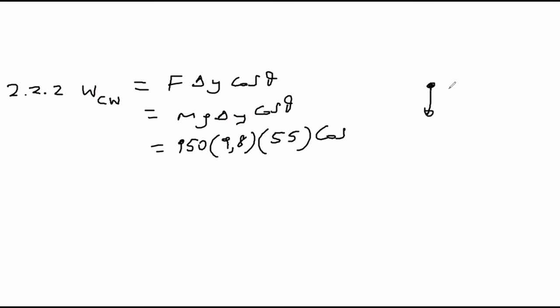Now, the counterweight is pulling downwards, and the distance covered is downwards. So, which means the angle is 0. Let's make the calculation. 950 times 9.8 times 55. Cos of 0 gives us 512,050 joules.